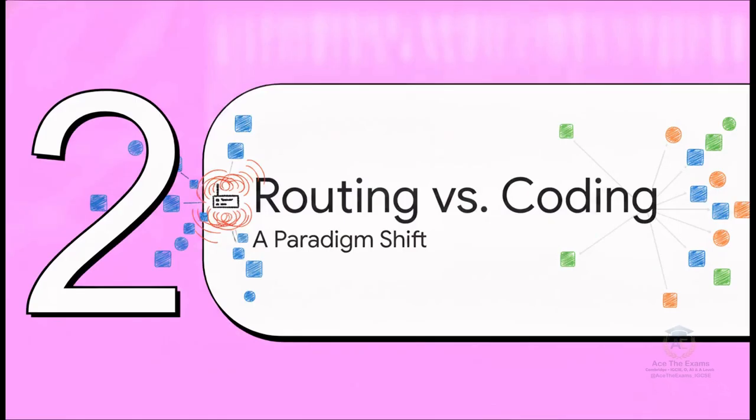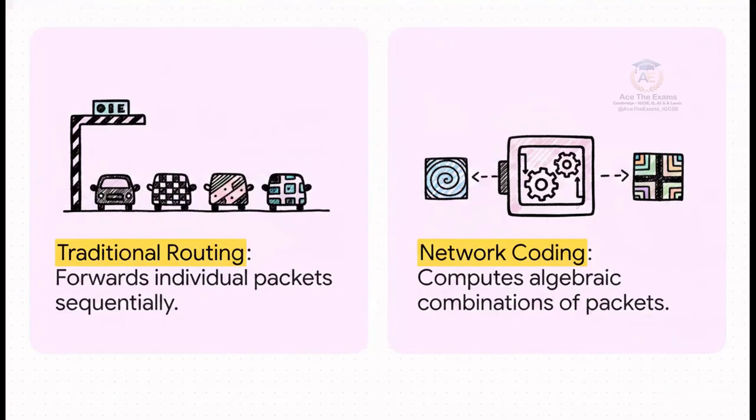Moving on to section 2, routing versus coding. Okay, so here's the major paradigm shift. Instead of traditional routing, where we cache and send packets one after another, kind of like cars waiting in line at a toll booth, network coding uses a compute and transmit model. The algorithms literally merge the messages using algebraic operations right at the intermediate nodes, and doing this drastically reduces the total number of transmissions we actually need.